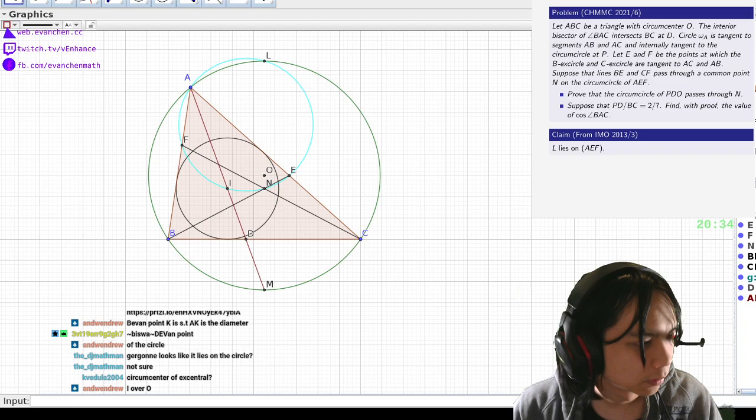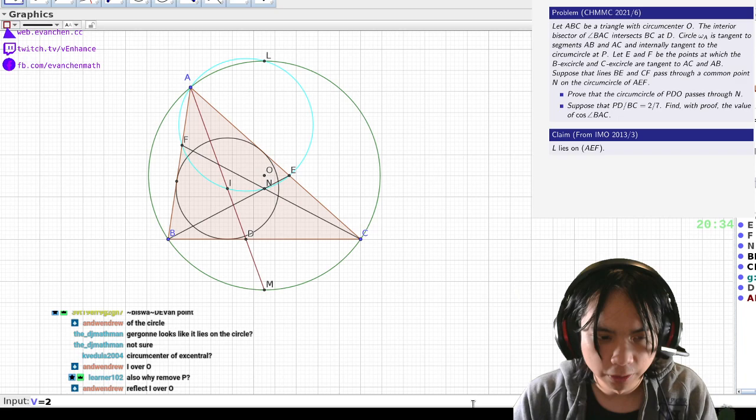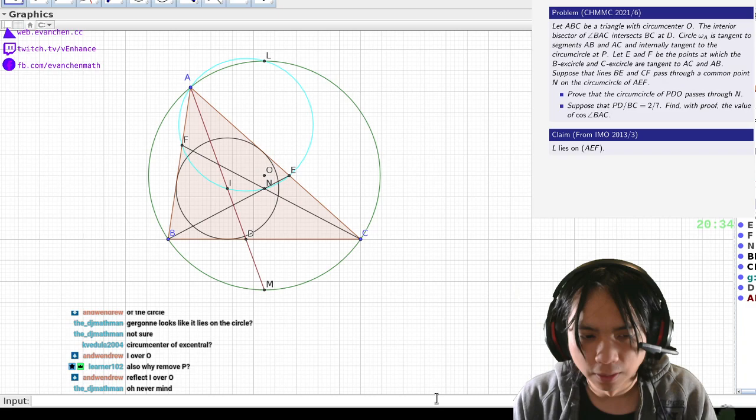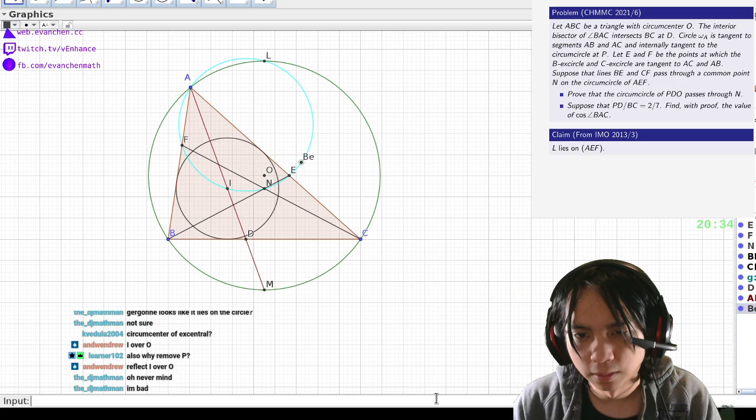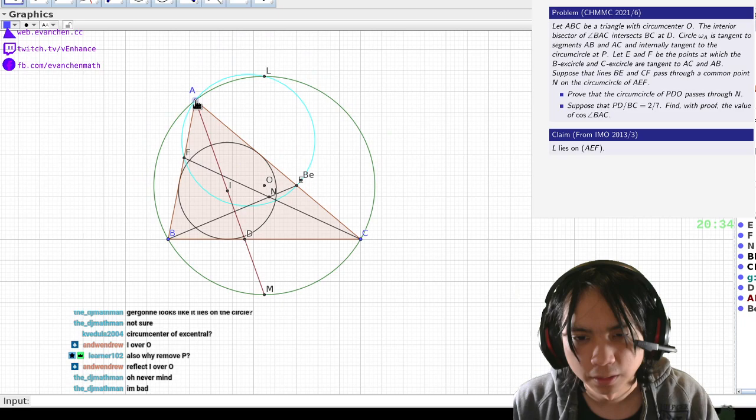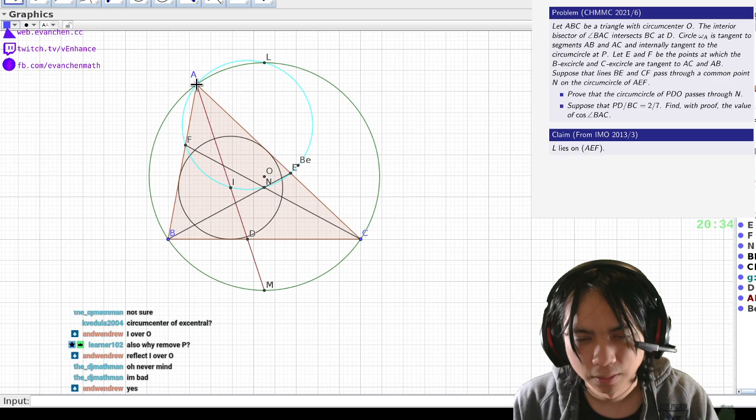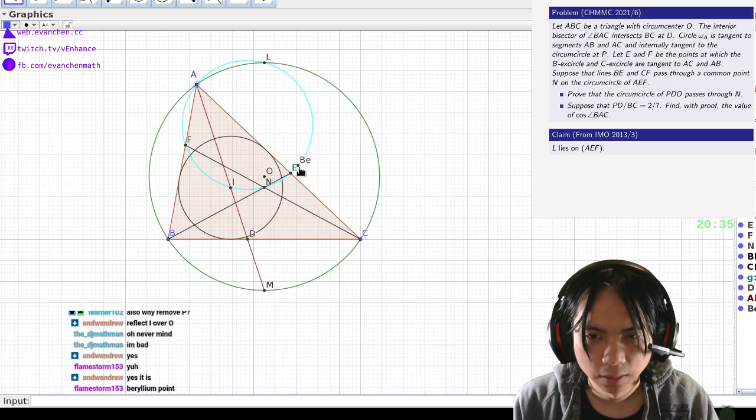Okay, well, let's draw the Bevan point. People want to draw it. V is 2 times O minus I. Oh, frick. I used V already. Wow, would you look at that? Is it always on the circle? Oh, that's unconditionally on the circle. Wait, why is that? The heck? Why is that true?